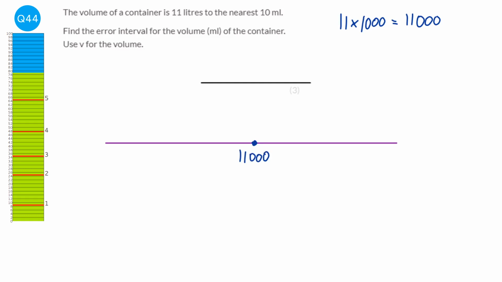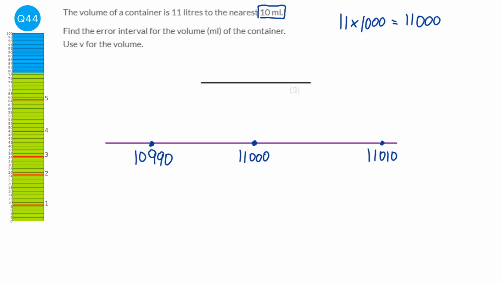Now, what would be the next one down if we're looking at to the nearest 10 mil? So we're going to add a 10 mil on, which will be 11,010, and we're going to take the 10 mil away. So 11,000 take away 10 mil will be, what is it? 990.